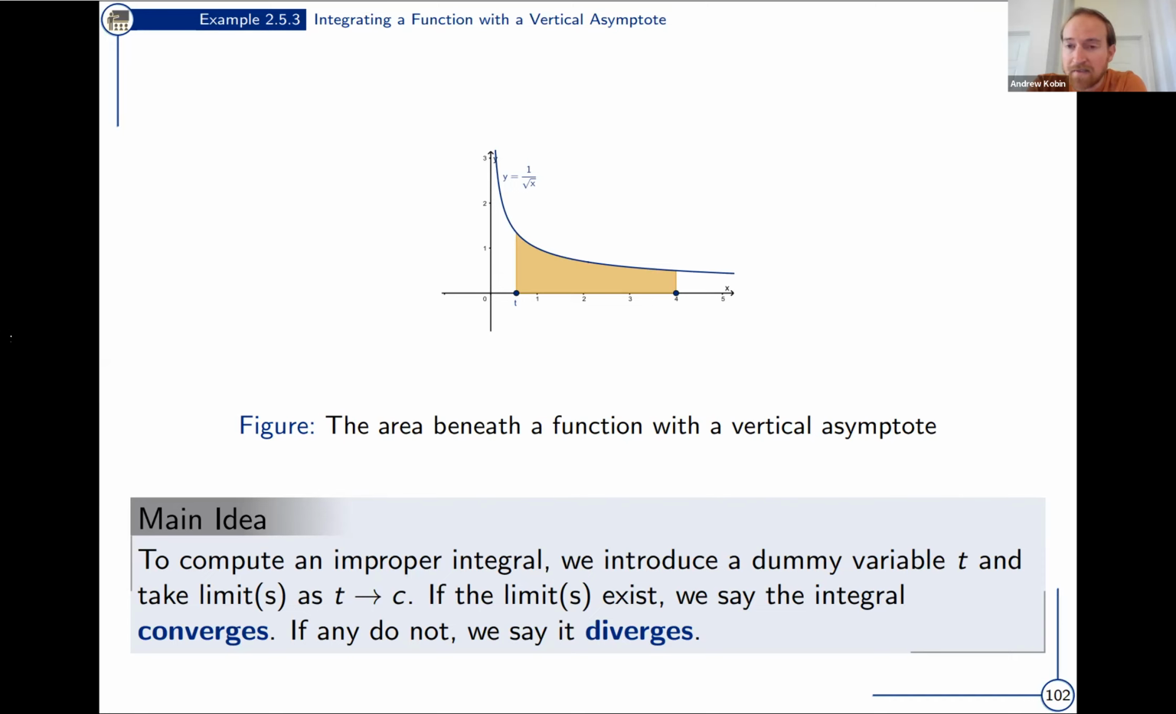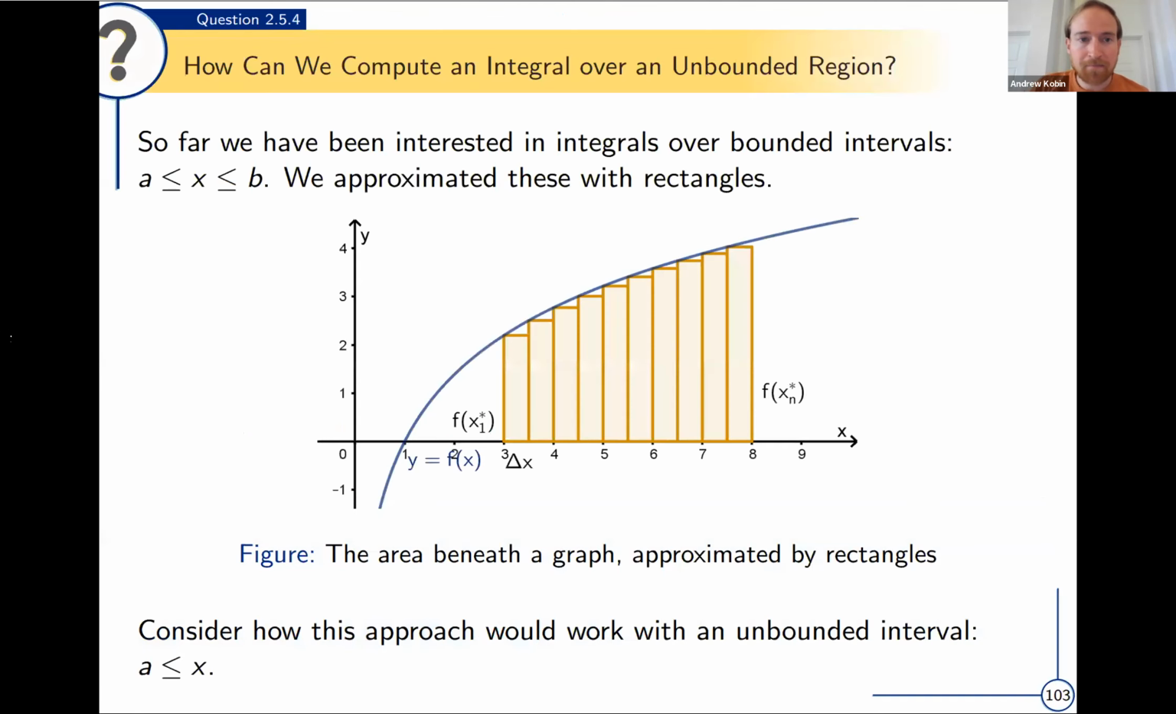If the limit exists, the limit of whatever resulting integral expression we evaluate exists, we'll say that the integral converges, just like limits converge if the value exists. Otherwise, we'll say that the integral diverges, and a divergent improper integral has no meaningful value. There's no finite meaning to the area under a graph if its improper integral diverges.